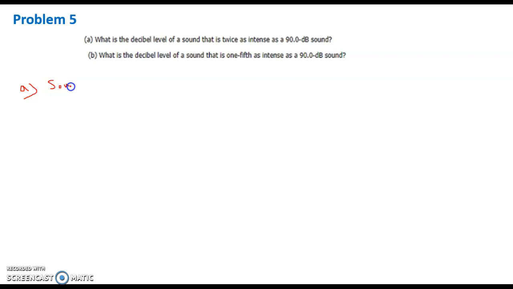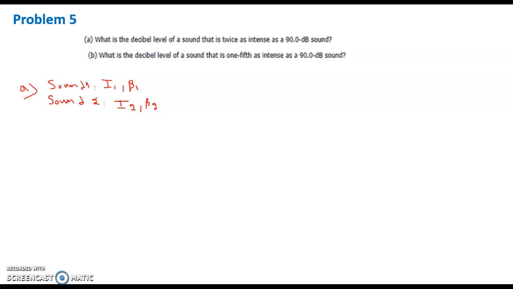So sound 1 has intensity I1, and I'm going to call its decibel level beta 1. And sound 2 has intensity I2, and the decibel level beta 2.